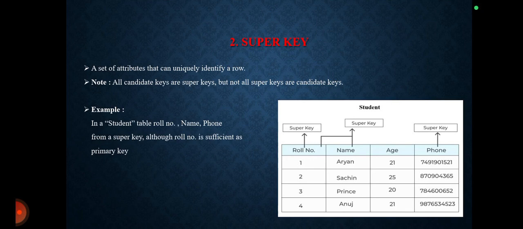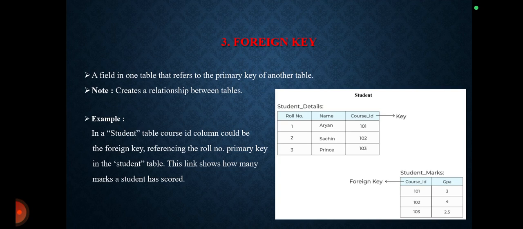Next is foreign key. A foreign key is a field in one table that refers to the primary key of another table. It helps create a relationship between two tables. Here is one example. In a student table, the roll number column can be a foreign key that links to the student table primary key. This way we can see which student took which course or scored how many marks.